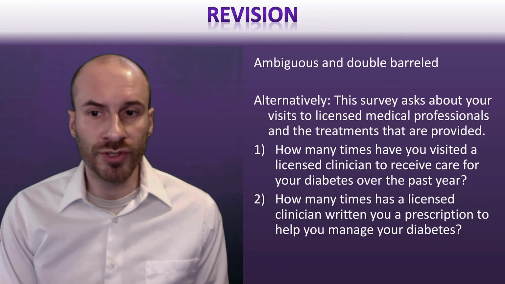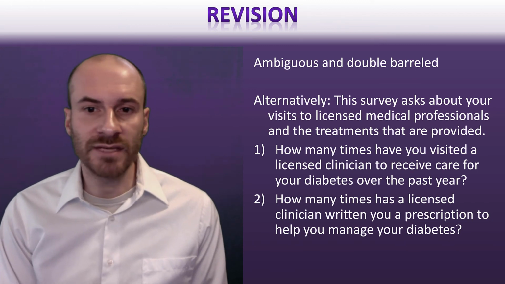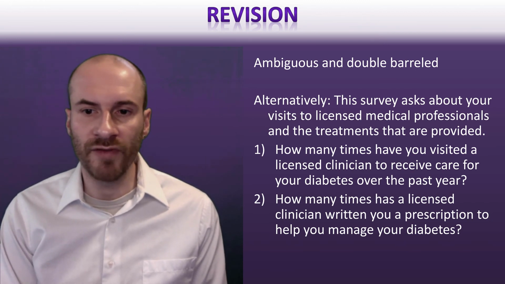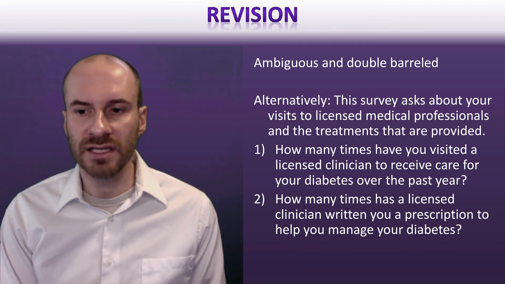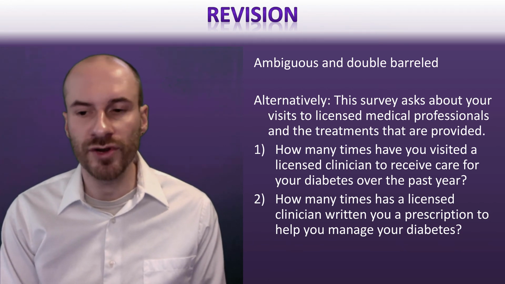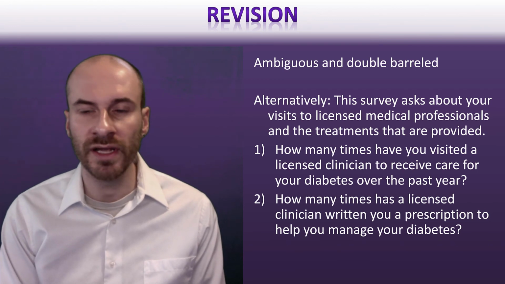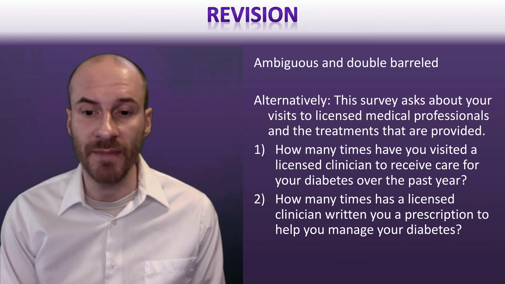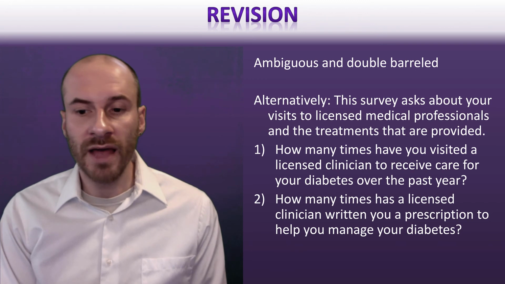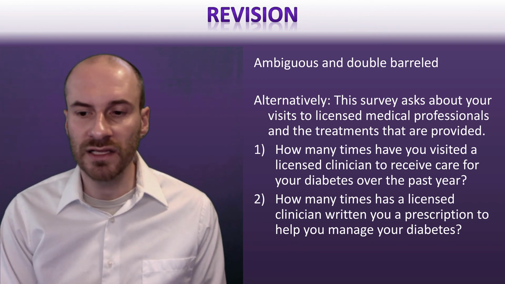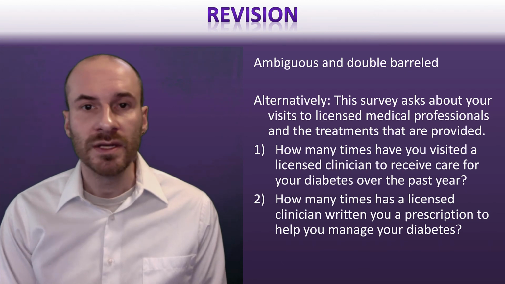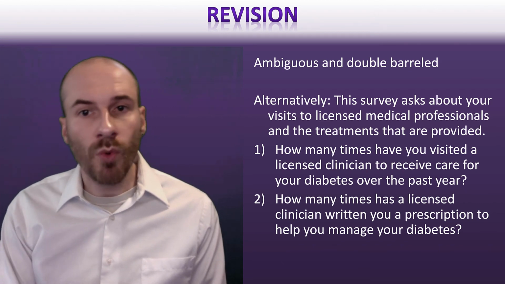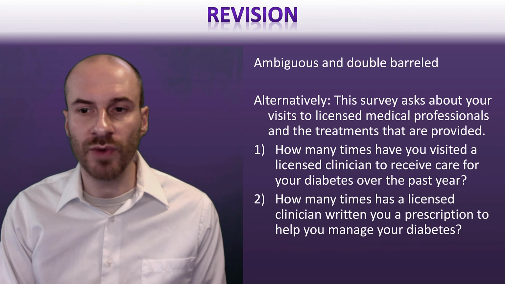So here's an alternate. You could say, this survey asks about your visits to licensed medical professionals and the treatments that are provided. How many times have you visited a licensed clinician to receive care for your diabetes over the past year? All right. So that also puts a constraint in terms of the timing, right? And then, how many times has a licensed clinician written you a prescription to help you manage your diabetes, right? So that might be a better way of getting more accurate information for this question.